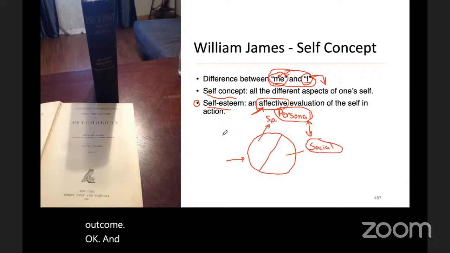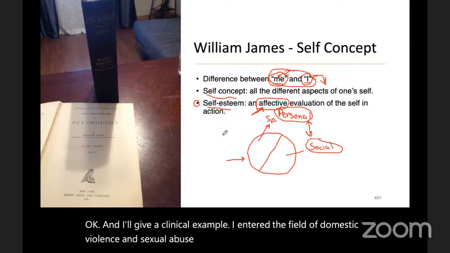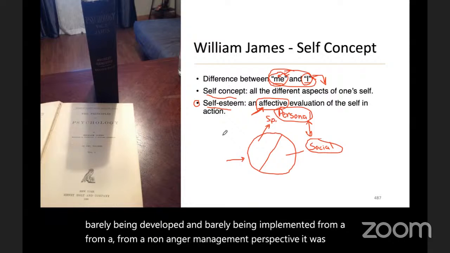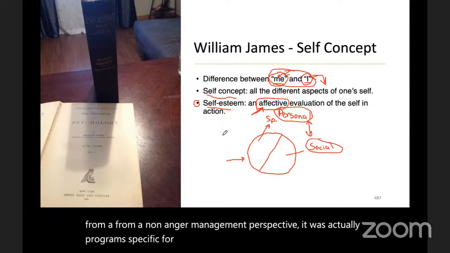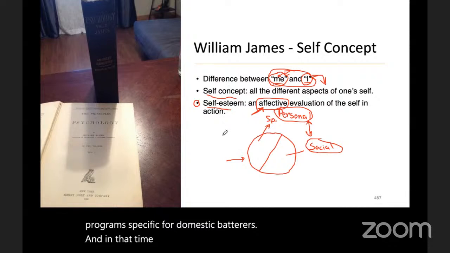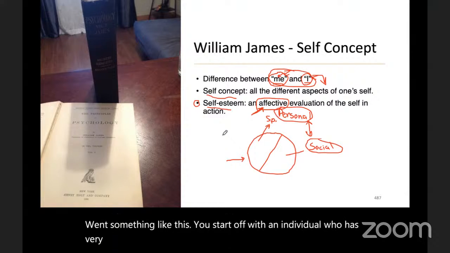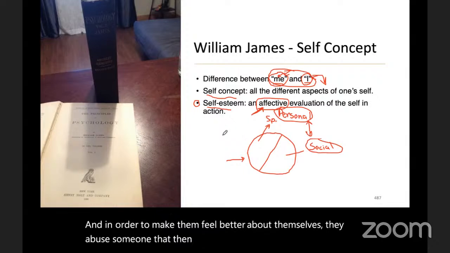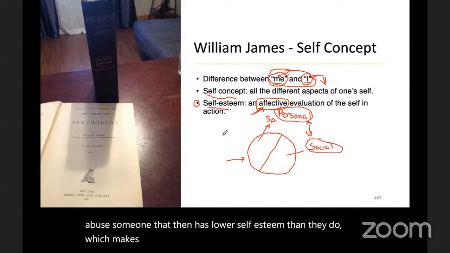Okay. And I'll give a clinical example. I entered the field of domestic violence and sexual abuse when offender treatments were just barely being developed and barely being implemented from a non-anger management perspective. It was actually programs specific for domestic batterers. And in that time, the theory of domestic violence went something like this. You start off with an individual who has very low self-esteem, and in order to make them feel better about themselves, they abuse someone that then has lower self-esteem than they do, which makes them feel better about who they are.